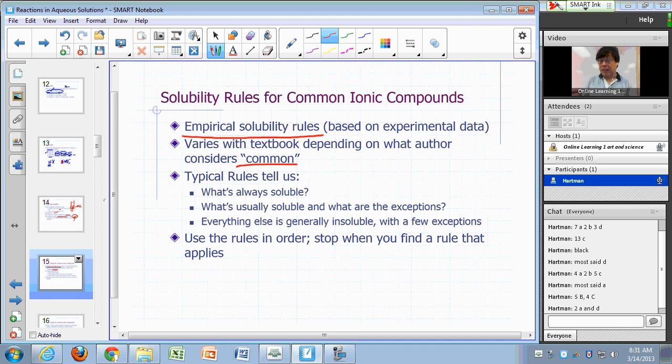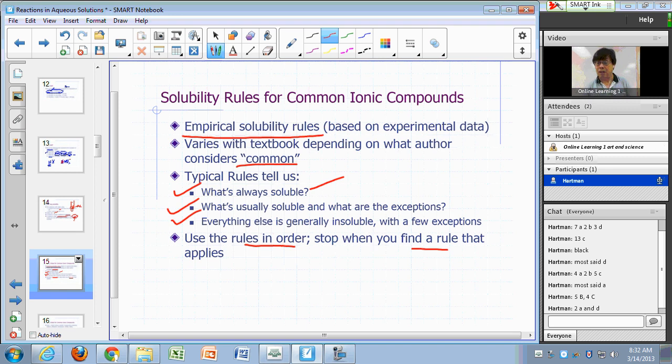But basically, these rules will typically tell us what's always soluble among the common ionic compounds. Then a second rule will tell you what's usually soluble and what the exceptions are. And then a third rule will pretty much tell you that if rule 1 and rule 2 don't apply, then everything else is insoluble, but it will tell you what the exceptions are. So when you apply these rules, apply them in order. First, apply the rule about what's always soluble. Once you find a rule that applies, then you stop there.